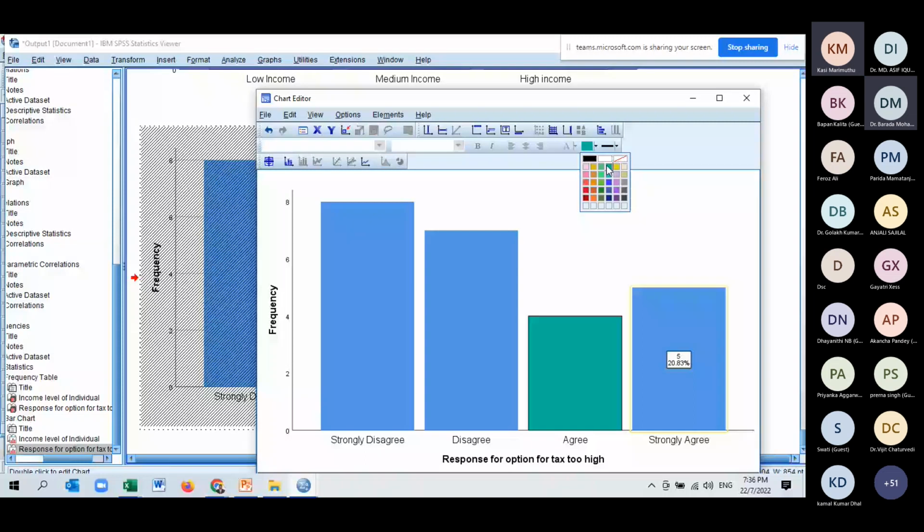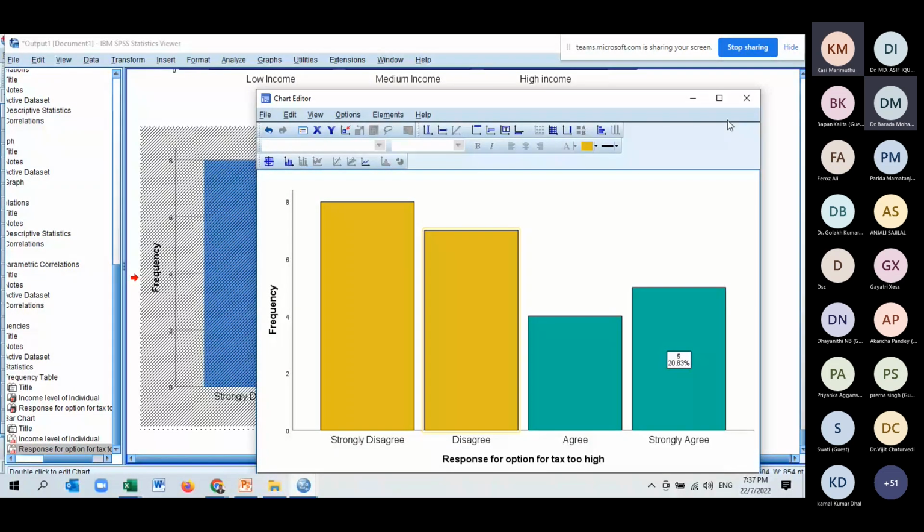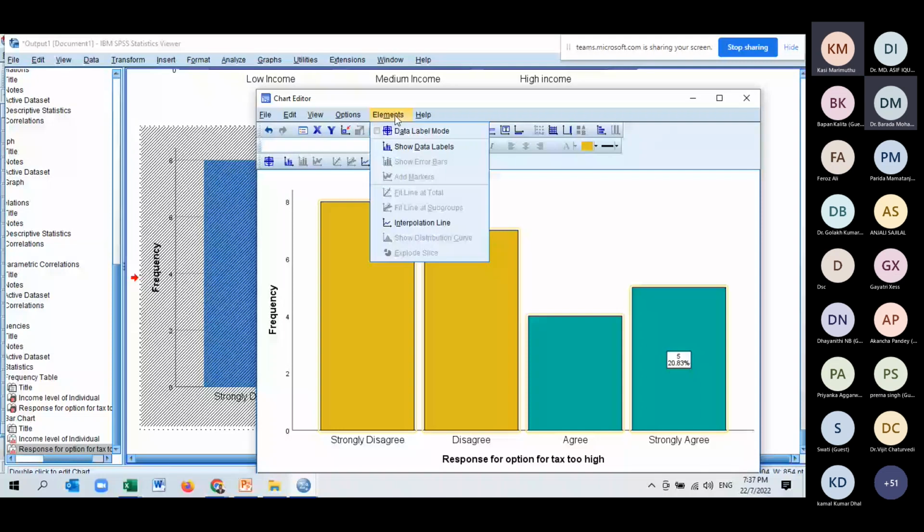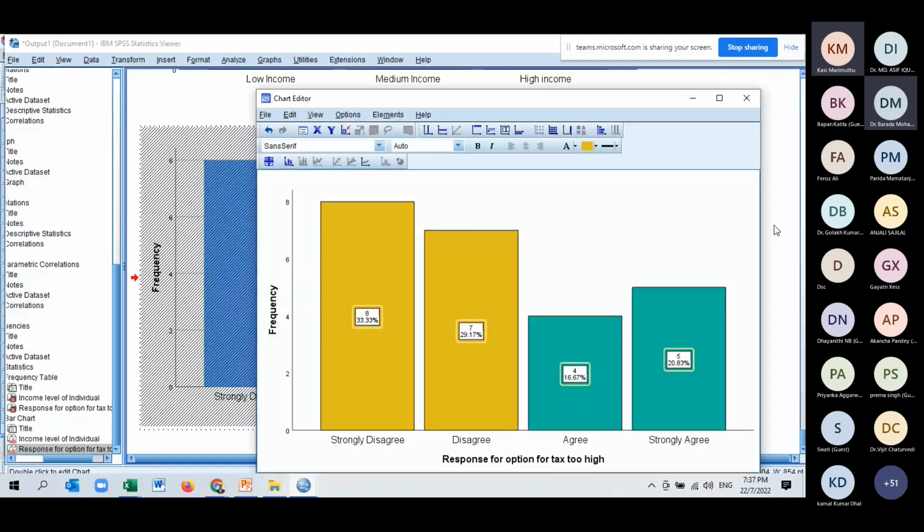This can be the other side; they don't feel it, so give it another color. So agree and strongly agree. Something is missing: show data label, all the graph needs to be there. Yeah, that's it. Does anyone have difficulty conducting frequency analysis and producing the graph?